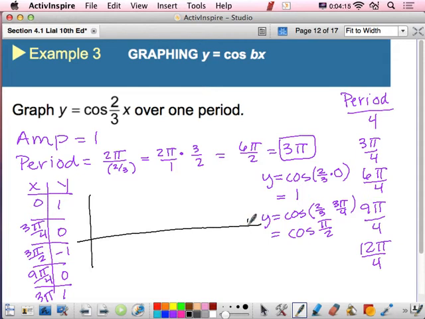So we'll let this be 3 pi. This could be, this is gross, 3 pi over 2. And this can be 3 pi over 4.